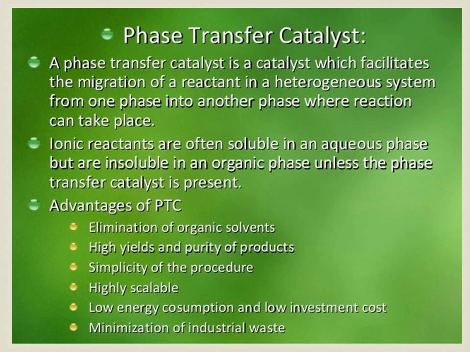Imagine a blind person is going to cross the road. Somebody else will come, take that blind person, make him cross the road and leave him on the other side of the road. This is what the phase transfer catalyst does. It migrates the reactant from one phase into another phase where another reactant is present and makes the reaction take place.